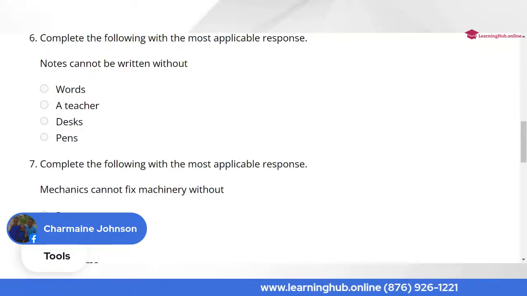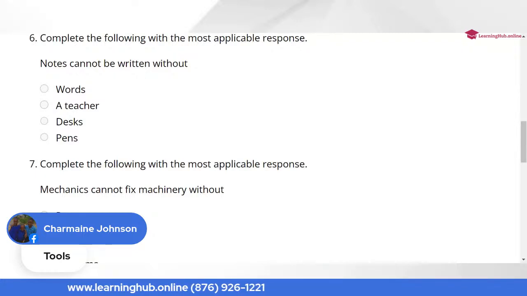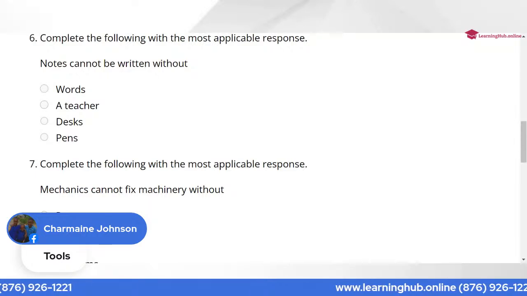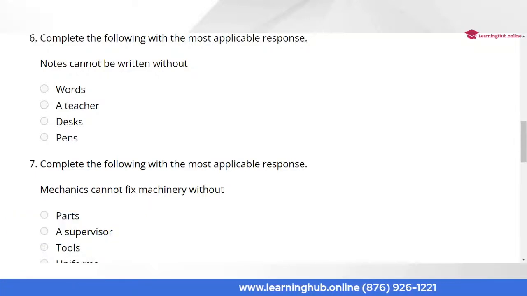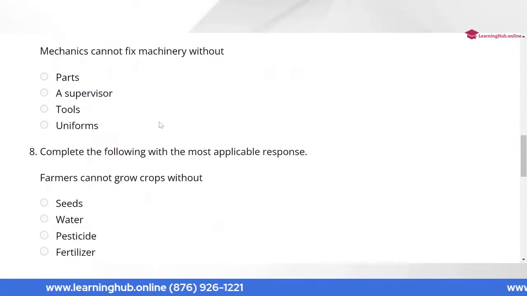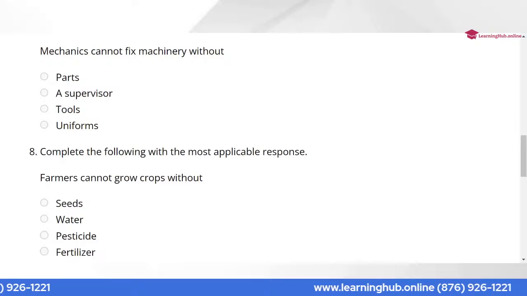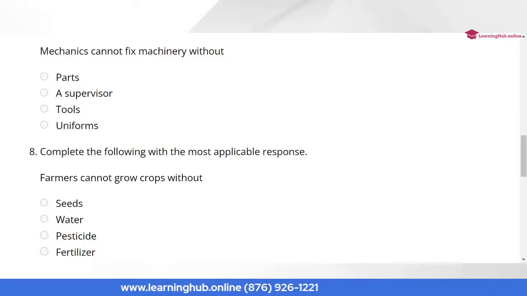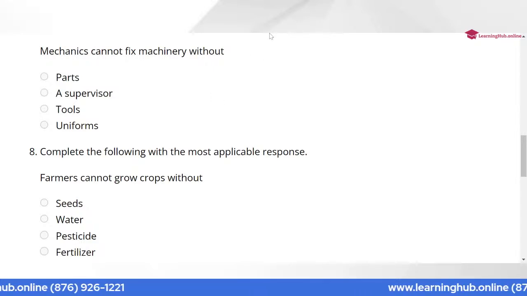All right, so Charmaine Johnson is saying tools. Yeah, tools looks correct. Because you don't necessarily need parts. Maybe you don't need a new part. A mechanic doesn't necessarily need a supervisor. They don't have to have uniforms, right? But they must have tools in order to fix your machinery. Okay.